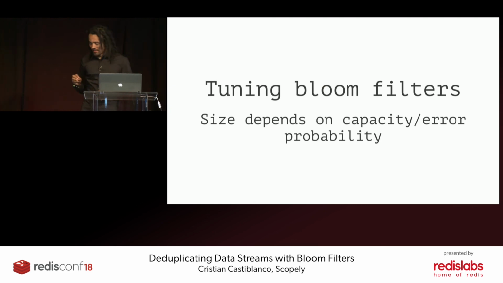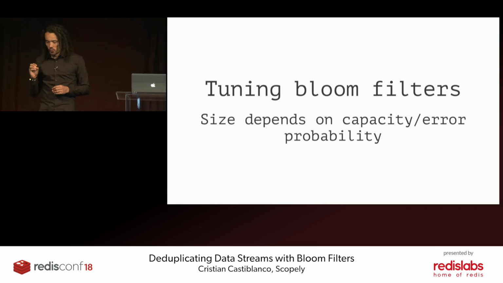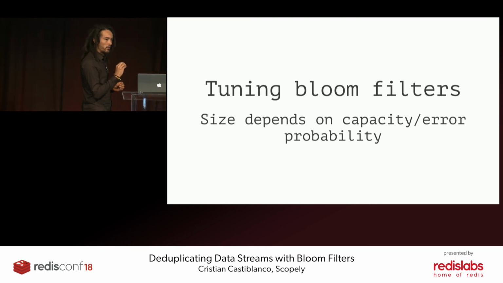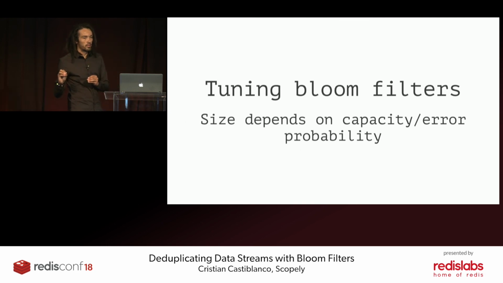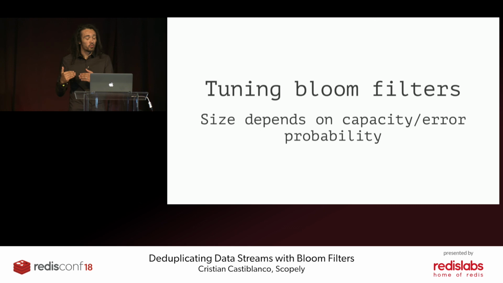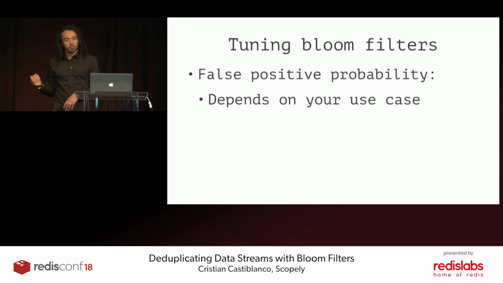Now, that's why it's very, very important to tune these filters correctly, okay? The size of the filter depends on its initial capacity and its error rate probability. If you remember, when we decreased the error rate by 1,000,000, the size of the filter basically doubled, okay? So since you want to reduce the size and reduce memory usage, you need to make sure you're tuning your filters correctly. So the first thing is false positives.